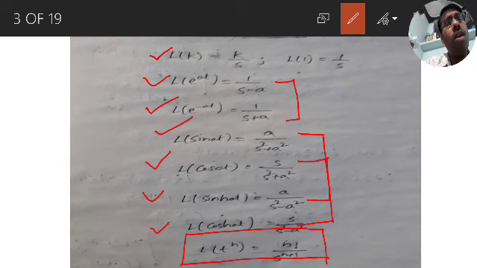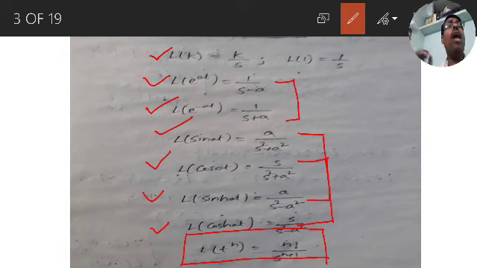What is a factorial? 2 factorial means 1 into 2. 3 factorial means 1 into 2 into 3. 4 factorial means 1 into 2 into 3 into 4. 5 factorial means 1 into 2 into 3 into 4 into 5. In general, n factorial means 1 into 2 into 3 into 4 into 5 and so on into n minus 1 into n. So all these things we covered in the previous class only, for your benefit.